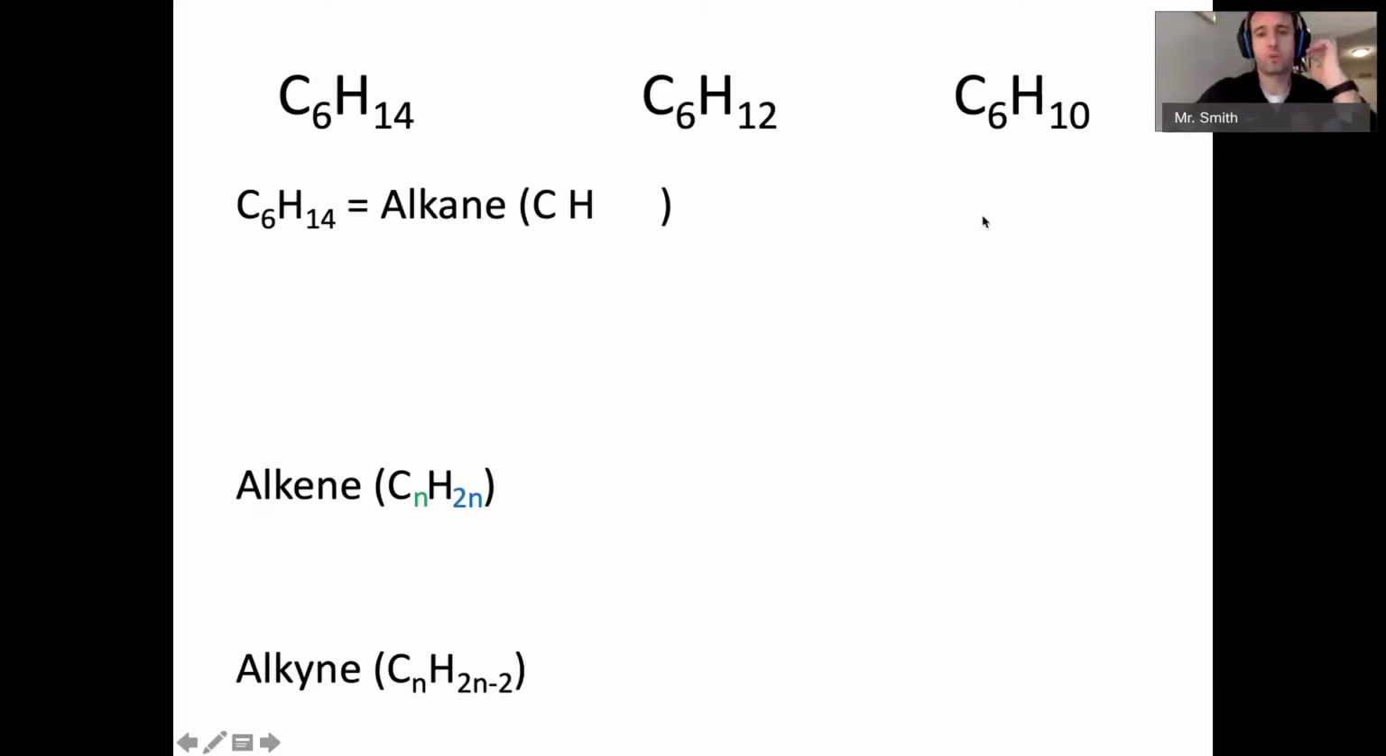Okay, so what I wanted to do is just ever so quickly show you how the formulas come to be when we talk about alkanes, alkenes, and alkynes. I'm going to use a hydrocarbon with 6 carbons. So then you'll see how with an alkane, it's got 14 hydrogens. With an alkene, it's going to have 12. And with an alkyne, it's going to have 10. Let's start with the alkane.